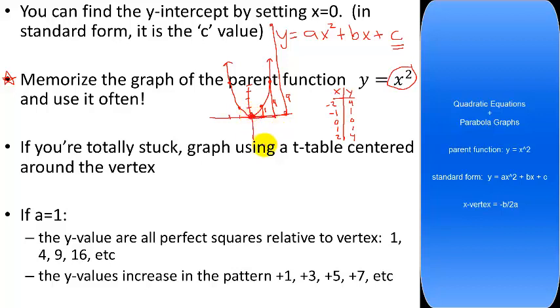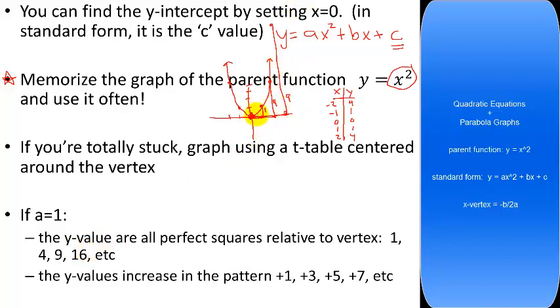Okay. So let me skip down here. I said if a equals 1. So note this basic parabola, the coefficient is a 1. So if a equals 1, all the y values are perfect squares relative to the vertex. So relative to the vertex, up 1, up 4, up 9, up 16, etc.